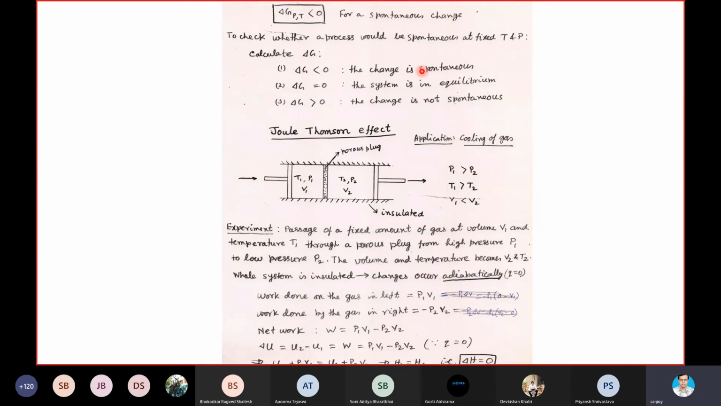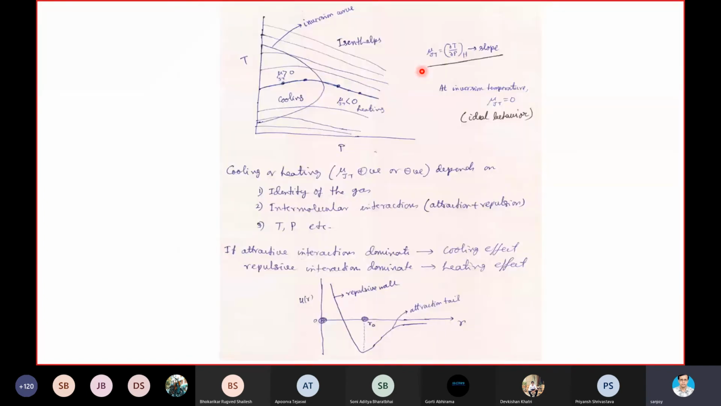So for total energy conservation, if potential energy increases, kinetic energy has to decrease. Now if the kinetic energy decreases, then temperature has to decrease. So the gas will cool down. There will be a decrease in the kinetic energy of the gas. And you know from the equipartition theorem, kinetic energy is proportional to the temperature. So kinetic energy decreases, so temperature also drops. So you see a cooling effect when the attractive interaction is dominating between the particles.